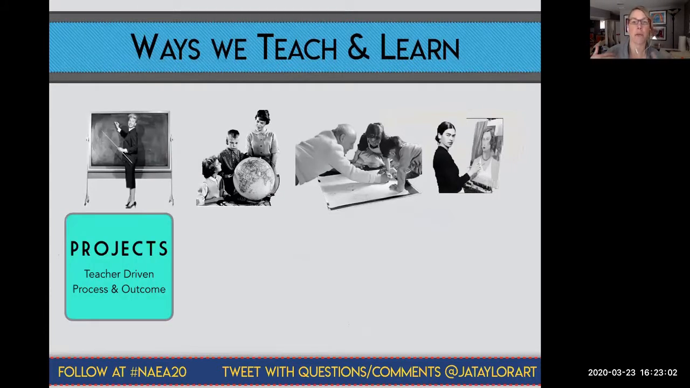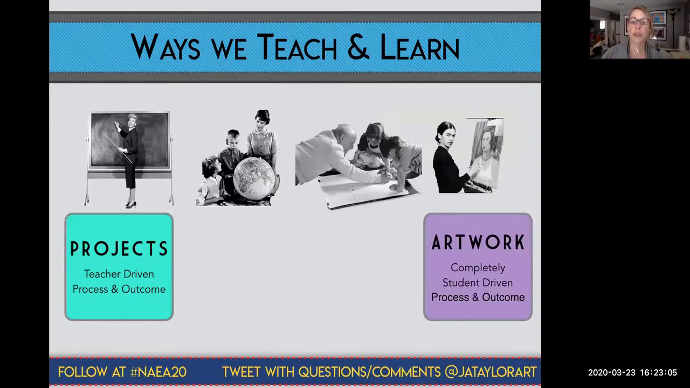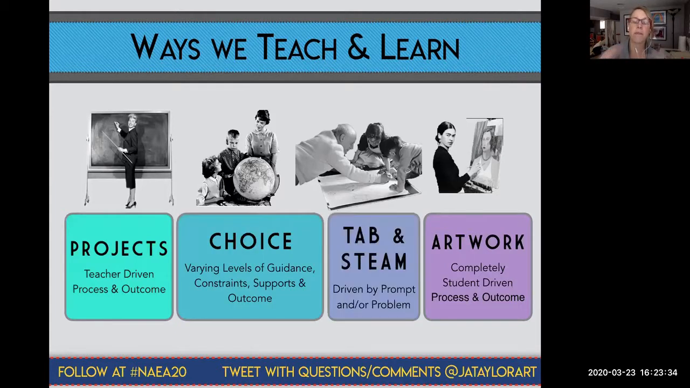The ways that we teach and learn are really important to me to look at, because there are so many different ways that we can teach and learn, right? On one side, we are looking at projects, which are more teacher-driven, step-by-step instructions. Usually the outcomes are pretty similar. There might be a little bit of choice in them, but the projects are there to build skills and to build confidence. On the other side, we have artworks where students are coming up with their own ideas, their own process, and they are developing everything fully themselves. And then, of course, there's everything in between, between levels of choice to TAB and STEAM and design thinking. So there are all these different ways that we can teach and learn.